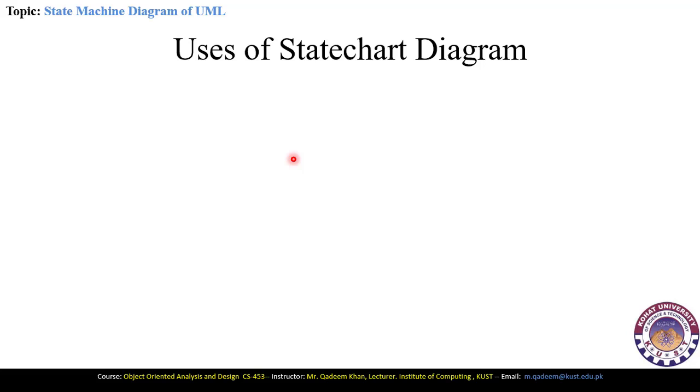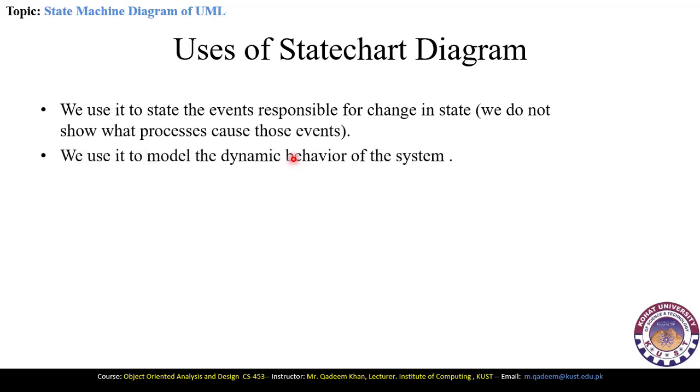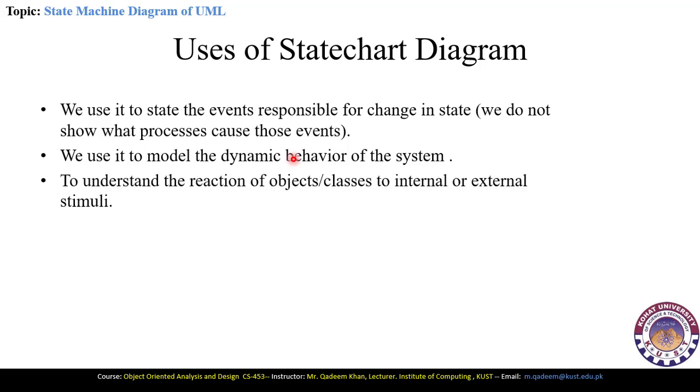Now, there is the important use of the state diagrams. First, we use the state machine diagrams for representing certain events which are used for changing the states, but we will perform certain actions or we will not perform certain actions. Also, these are used to model the dynamic behavior of the system.